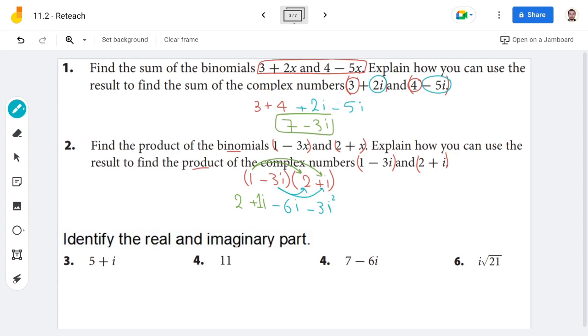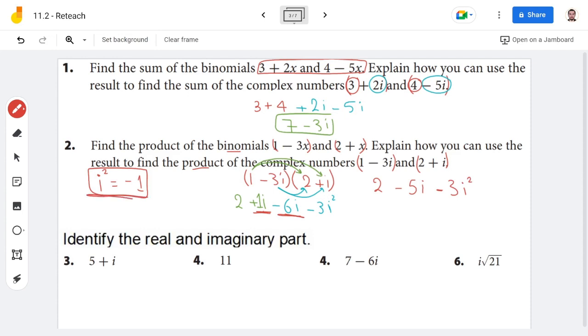Now we know that i squared is equal to what? It is equal to negative 1, from the rule that we learned. So now let's replace the i squared with negative 1 and add the like terms. So it will be 2 minus 5i. So 1i minus 6i is negative 5i, minus 3i squared.